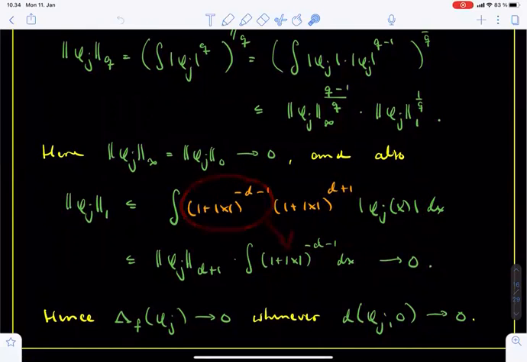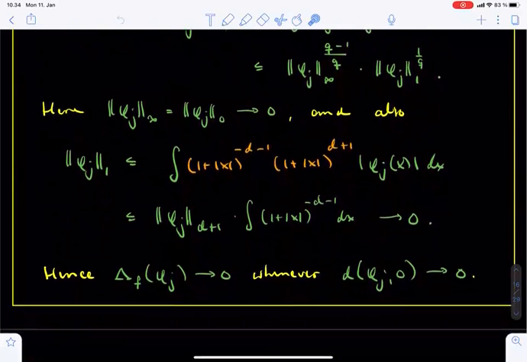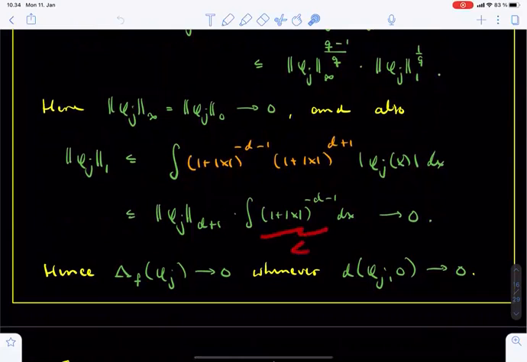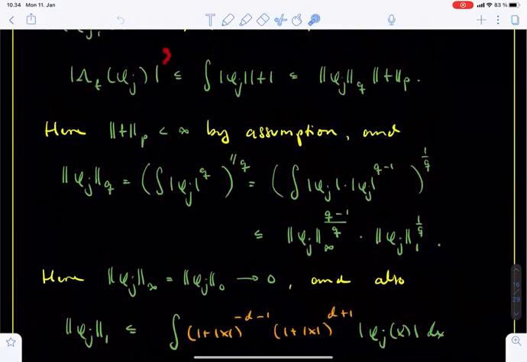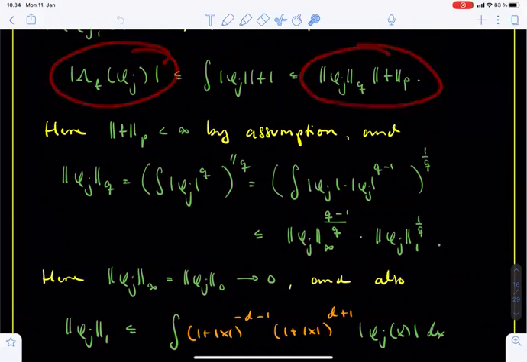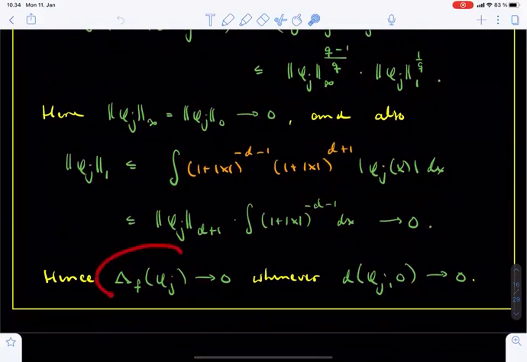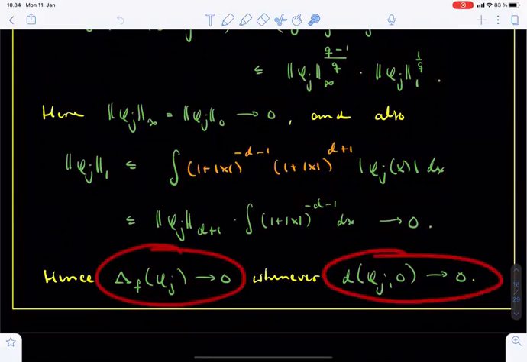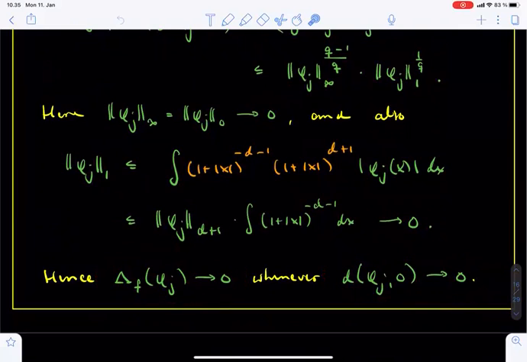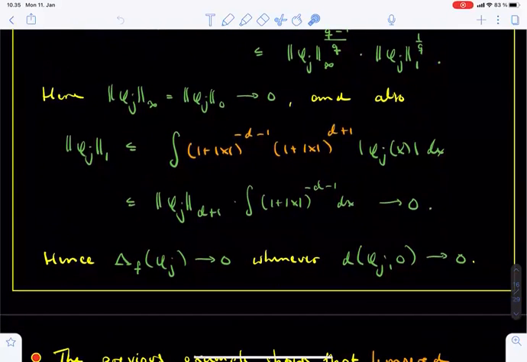What remains is the integral over Rd of the function 1 plus the norm of x to the power minus d minus 1. And this is just a finite constant depending on d. Now we have shown that both the L-infinity and the L1 norms of the functions phi j tend to 0 as j tends to infinity. It follows from this and our previous estimate for the absolute value of lambda f at phi j that the numbers lambda f at phi j tend to 0 as j tends to infinity. This means that lambda f is a continuous linear map on the space of Schwarz functions and hence, by definition, a tempered distribution.